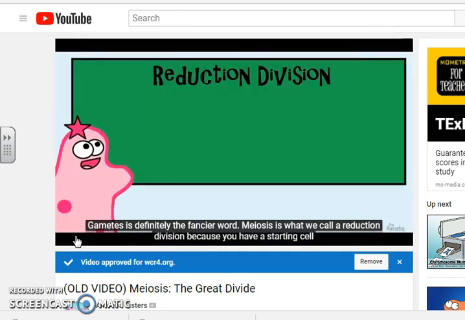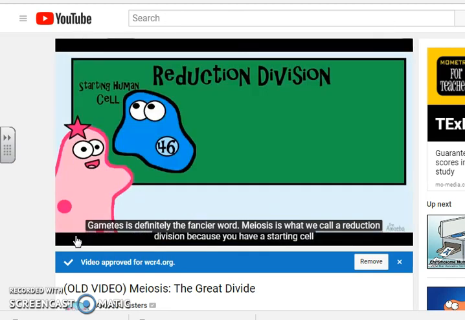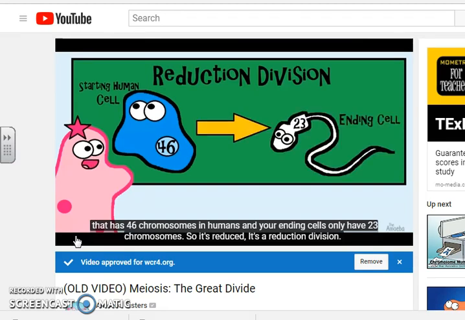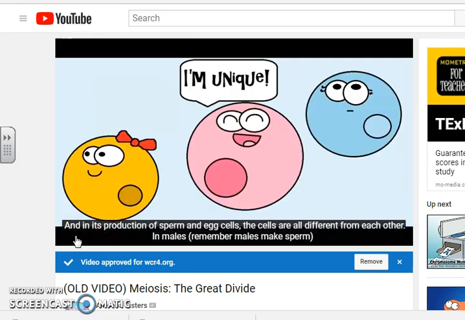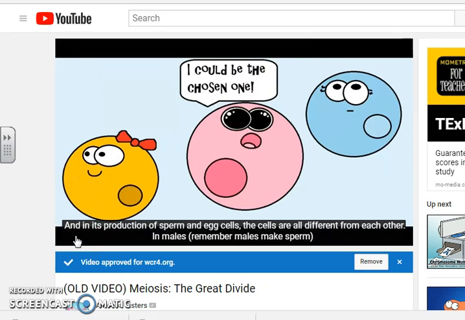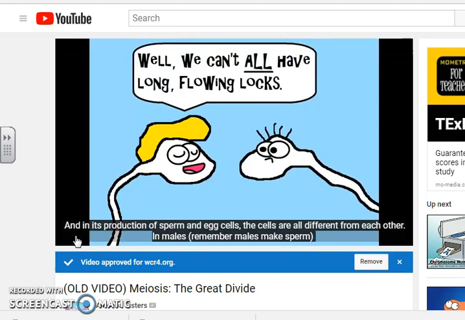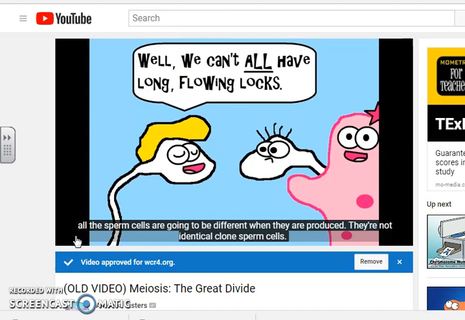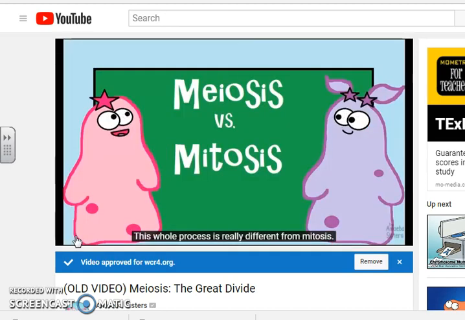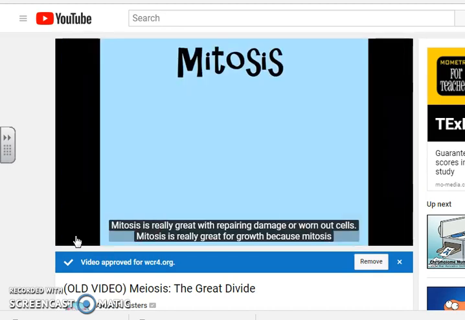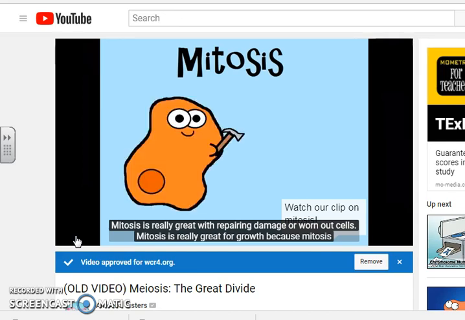Meiosis is what we call a reduction division, because you have a starting cell that has 46 chromosomes in humans, and your ending cells only have 23 chromosomes. So it's reduced. It's a reduction division. And in its production of sperm and egg cells, the cells are going to be all different from each other. In males, remember males make sperm, all the sperm cells are going to be different when they're produced. They're not identical cloned sperm cells. This whole process is really different from mitosis. Mitosis was really great when it was going to repair damage or worn out cells.